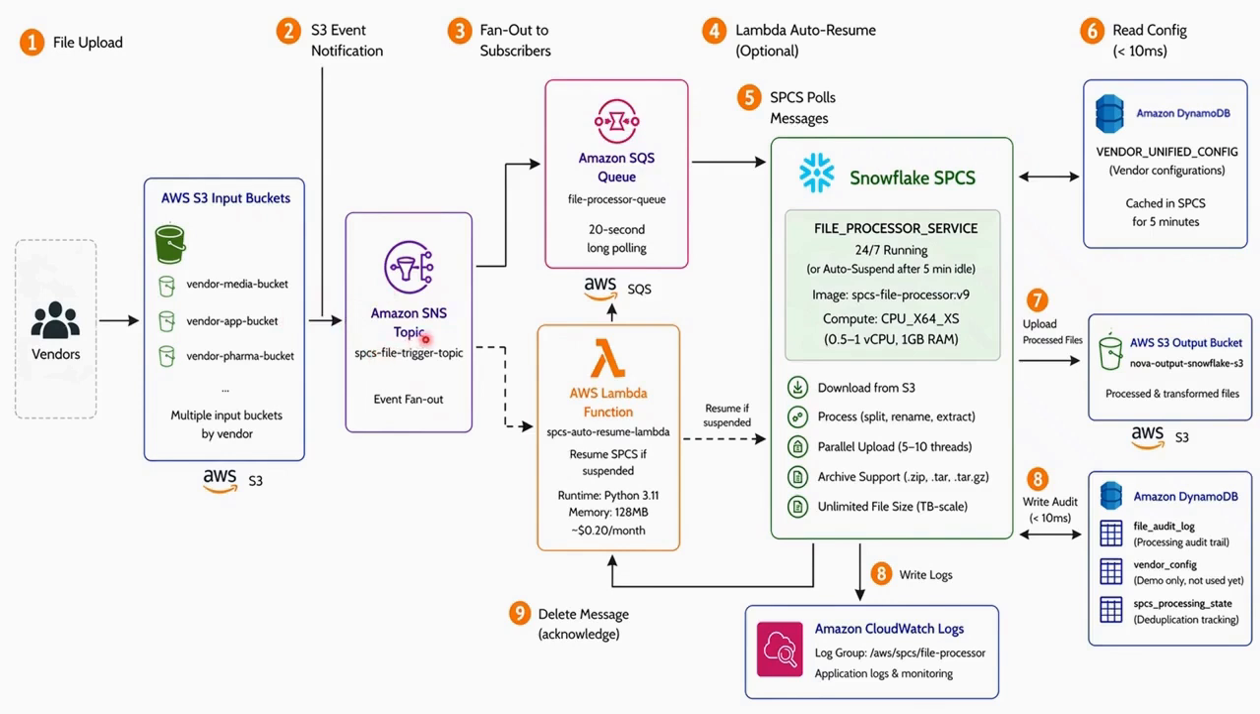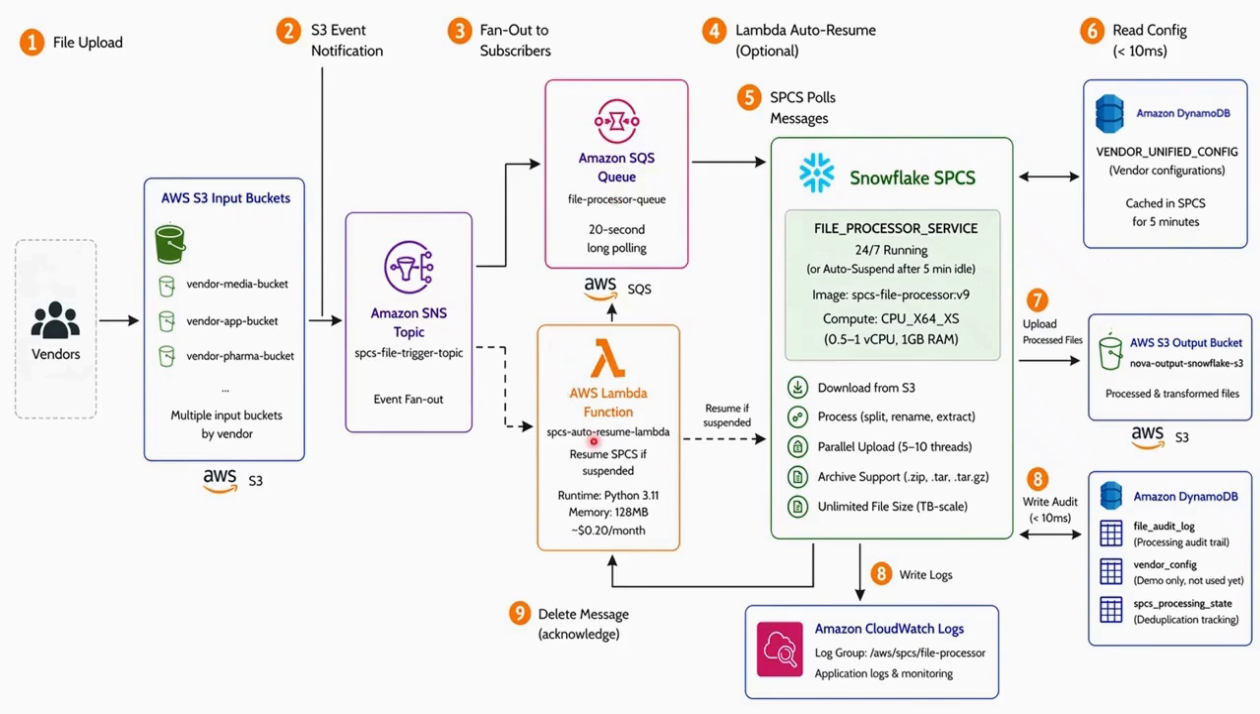SNS is the fan-out layer, which is critical here. Instead of tightly coupling S3 to a single consumer, SNS allows us to distribute the same event to multiple downstream systems. SNS lands the event to two subscribers. First, the SQS queue. This is the main processing pipeline. It acts as a buffer and ensures reliability so that no events are lost during spikes.